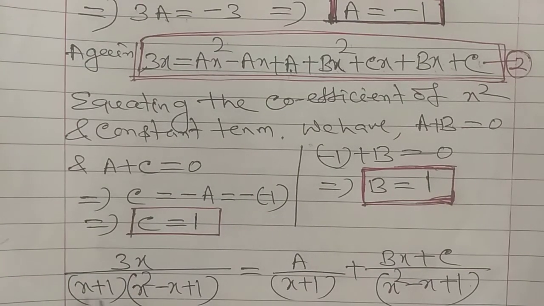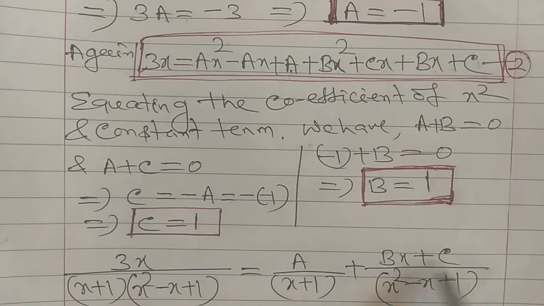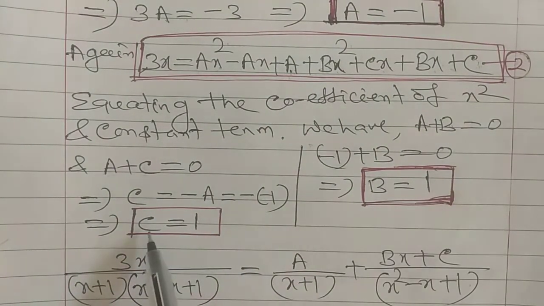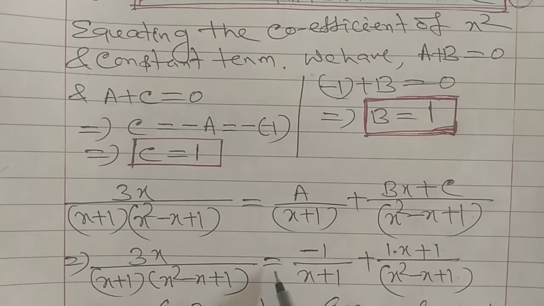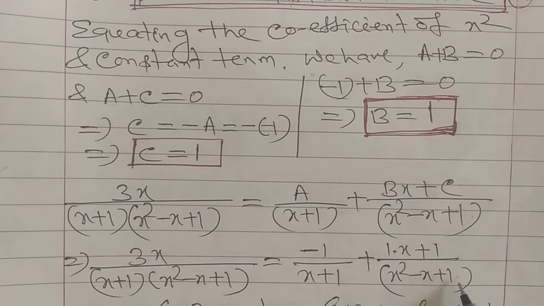Now 3x by x plus 1 into x square minus x plus 1 is equal to a by x plus 1 plus bx plus c by x square minus x plus 1. Now for a is equal to minus 1, b is equal to 1, and c is equal to 1, we have 3x by x plus 1 into x square minus x plus 1 is equal to minus 1 by x plus 1 plus 1 into x plus 1 by x square minus x plus 1. Here a is equal to minus 1, b is equal to 1, and c is equal to 1.